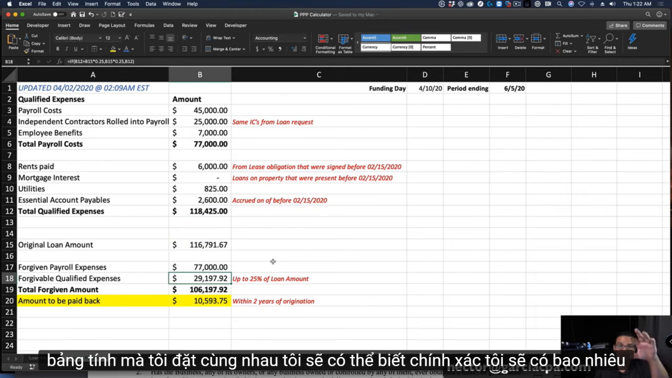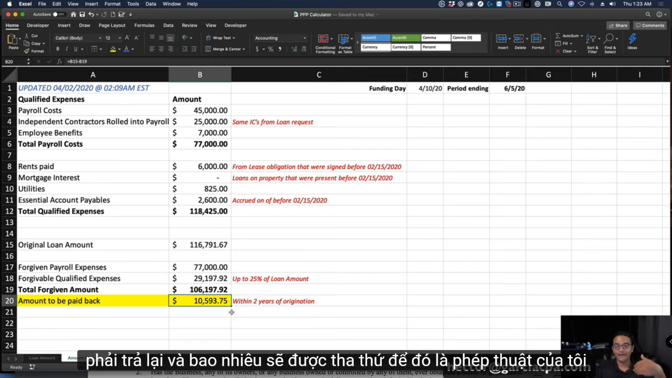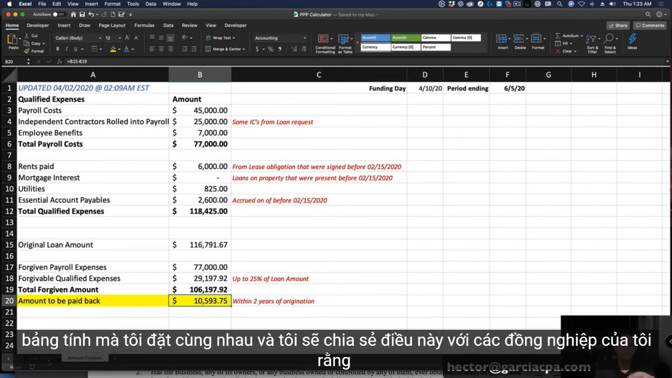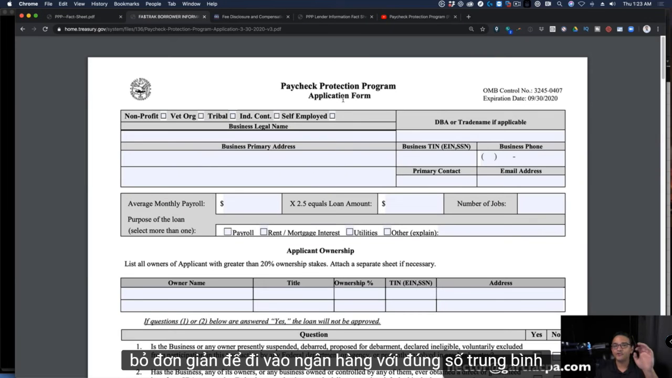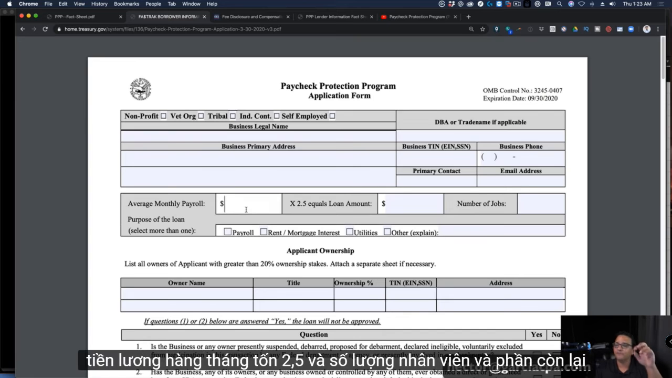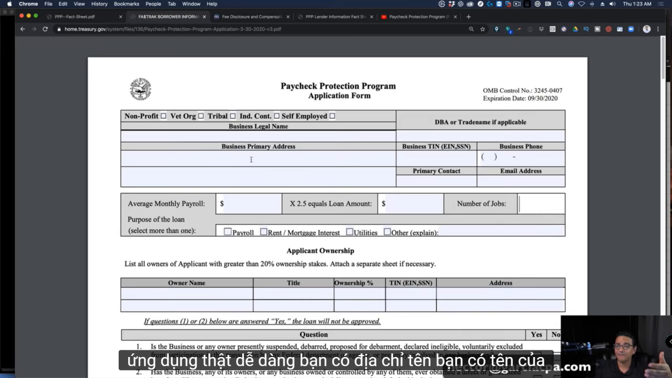So with this spreadsheet that I put together, I'll be able to know exactly how much I would have to pay back and how much would be forgiven. So that's my magical spreadsheet, and I'm going to share this with my colleagues that attend a special training that I'm putting together. That should make it drop dead simple to go into the bank with the right number, the average monthly payroll cost at 2.5 and the number of employees.